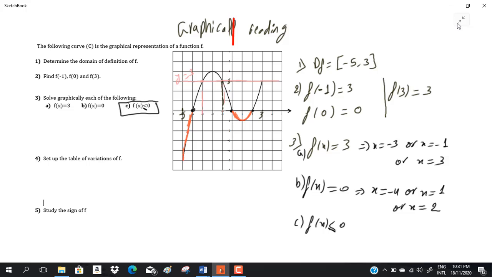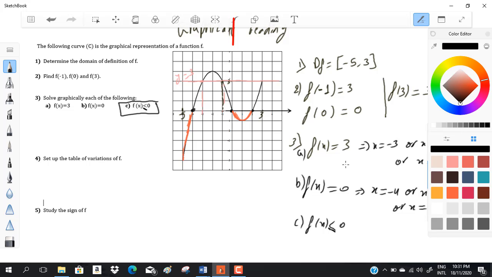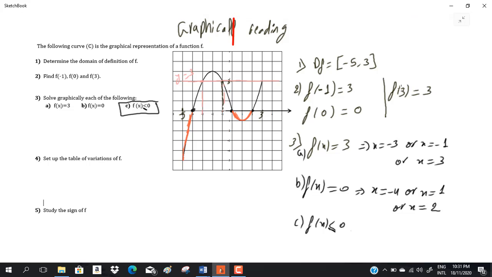This part of the curve starts at -5 and ends at -4. So I will say x belongs from -5 till -4, union this part of the curve, which is from 0 to 3.